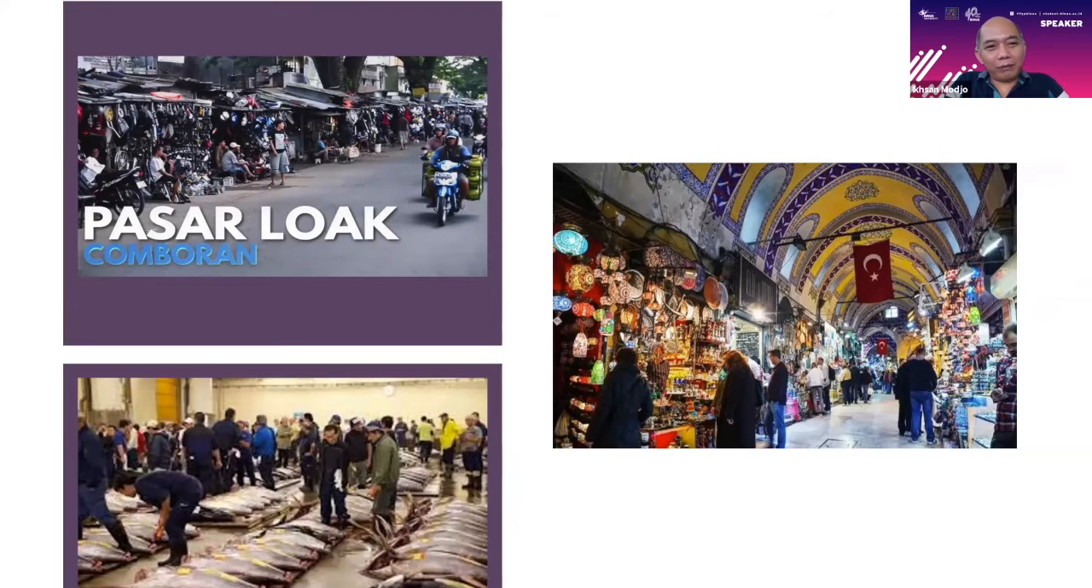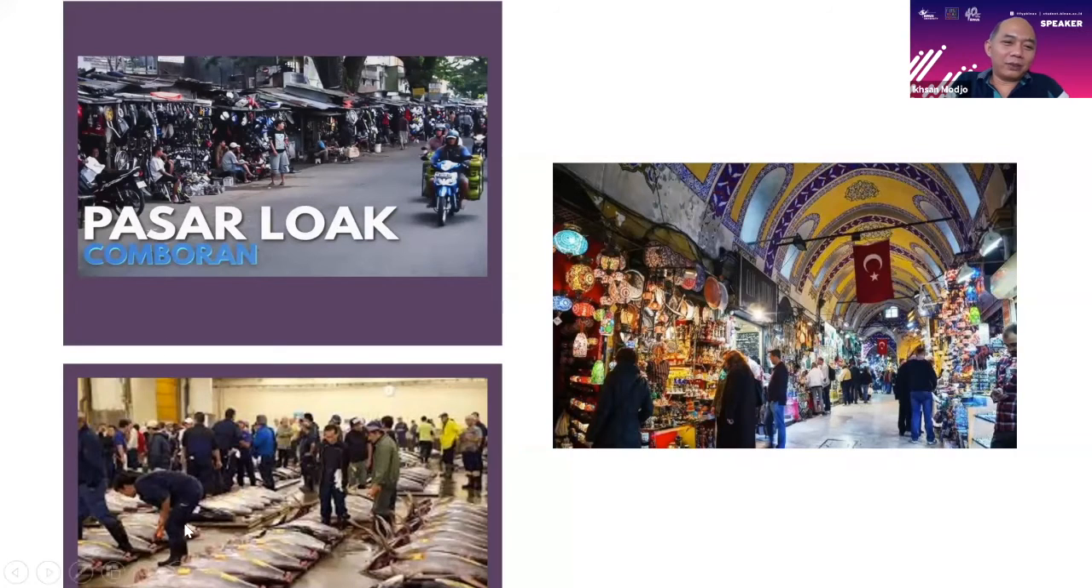Every time it nears the middle of the month, I would sell something over there. So this is pasar loak, and there's a lot of things happening here. Basically, this qualifies as what we call a market as well, because there are buyers, there are sellers, and there are interactions between buyers and sellers.